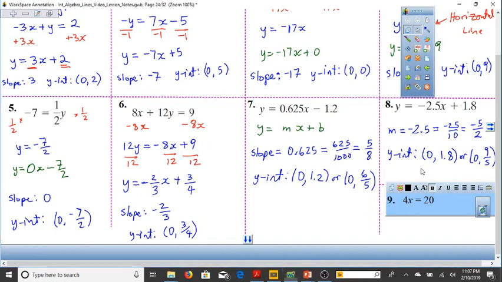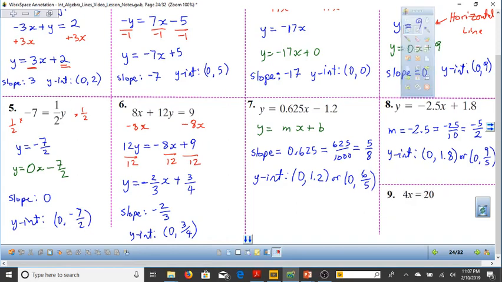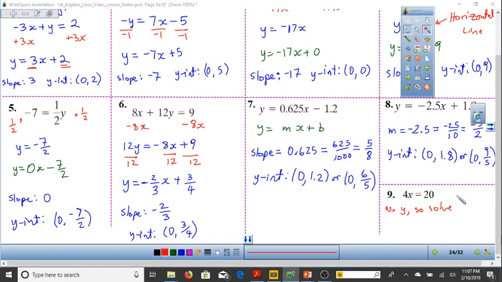We are trying to find the slope and y-intercept of this line. Since there's no y, we solve for x. When we solve for x here, we end up with x equal to 5. Since that's x equal to 5, we're talking about a vertical line.